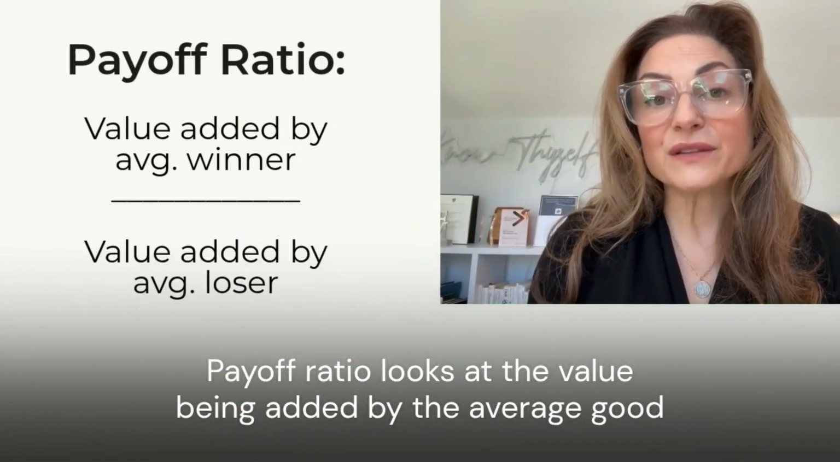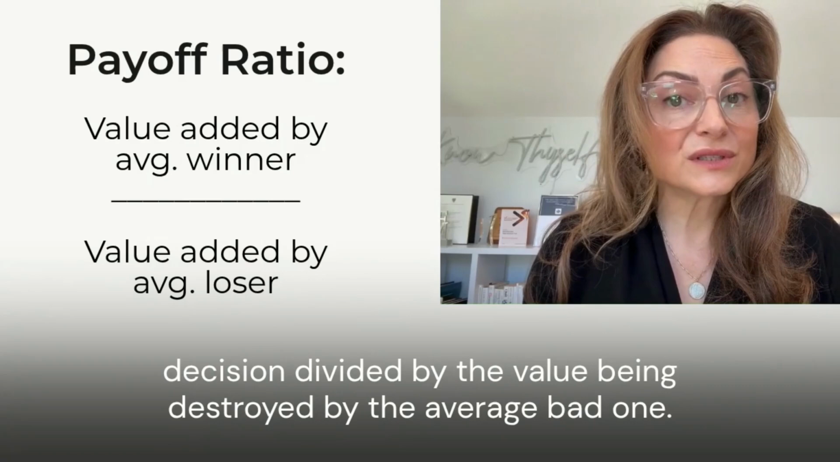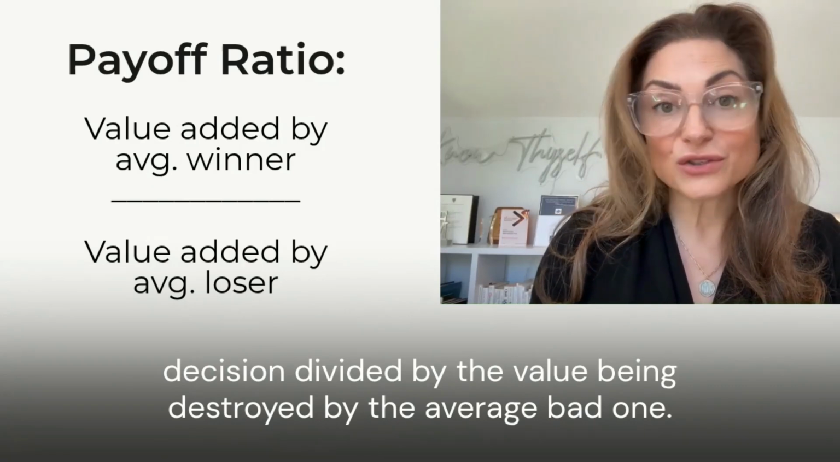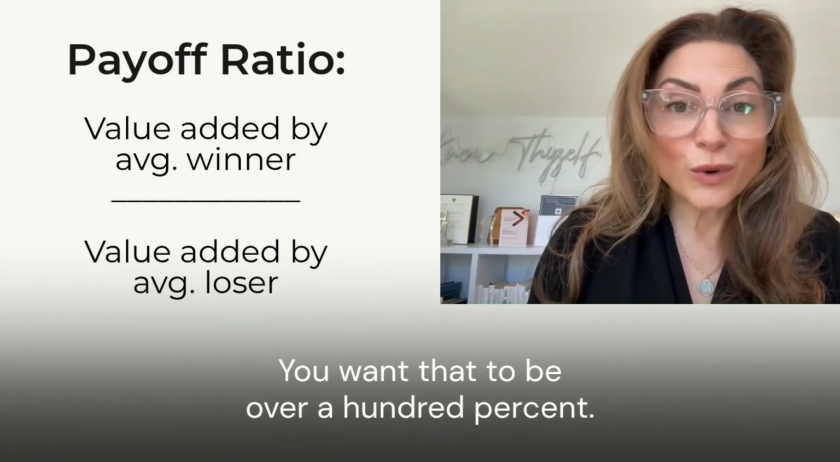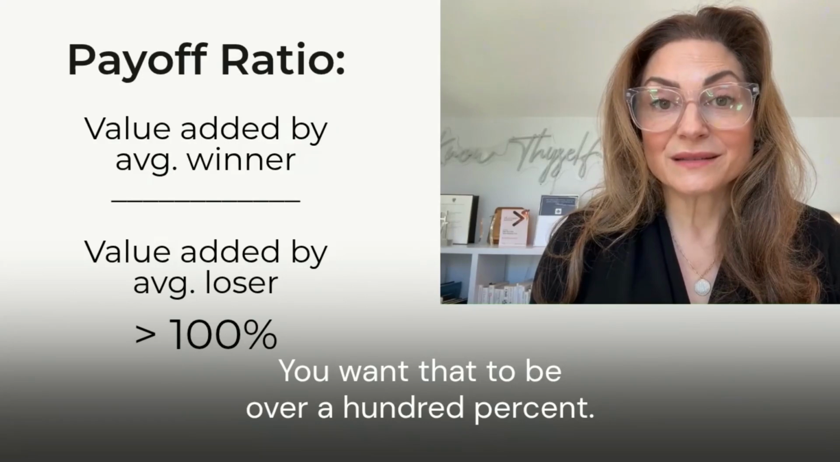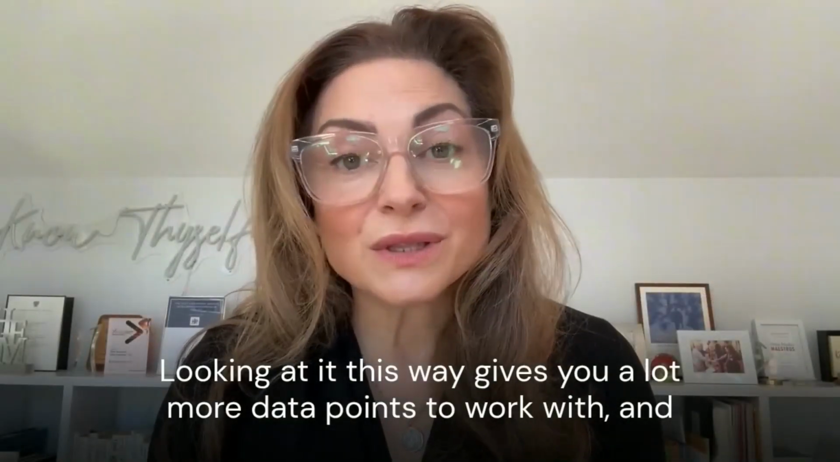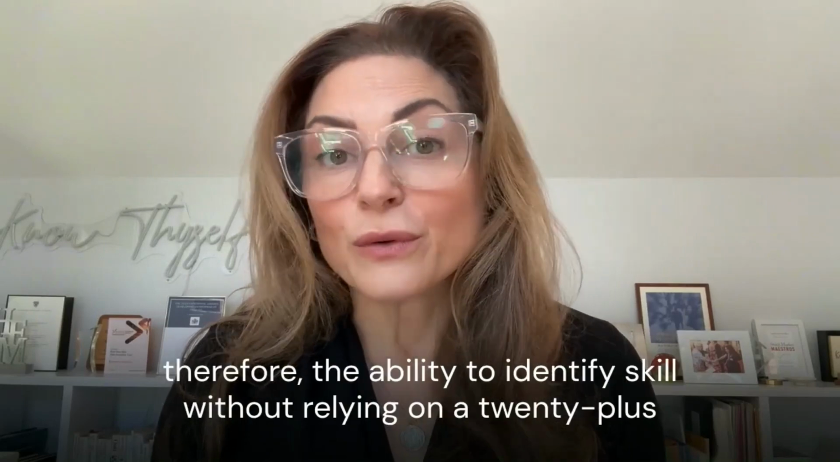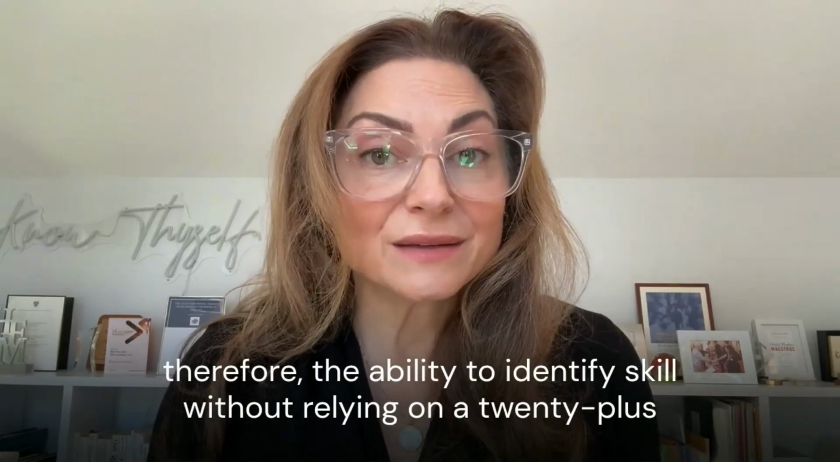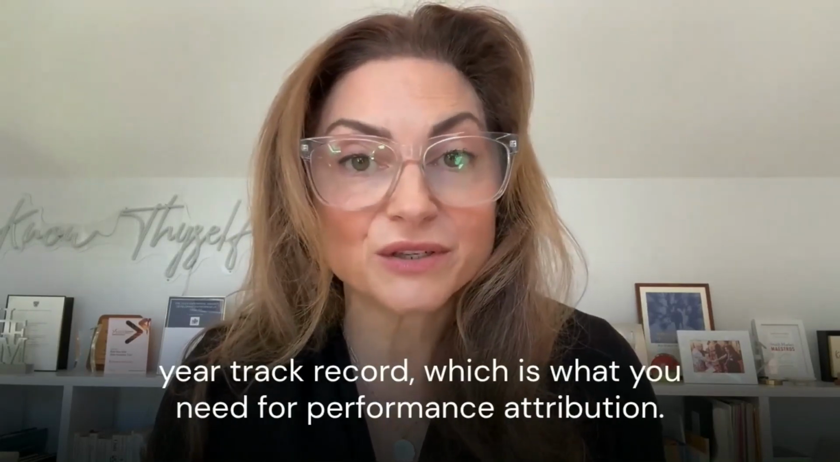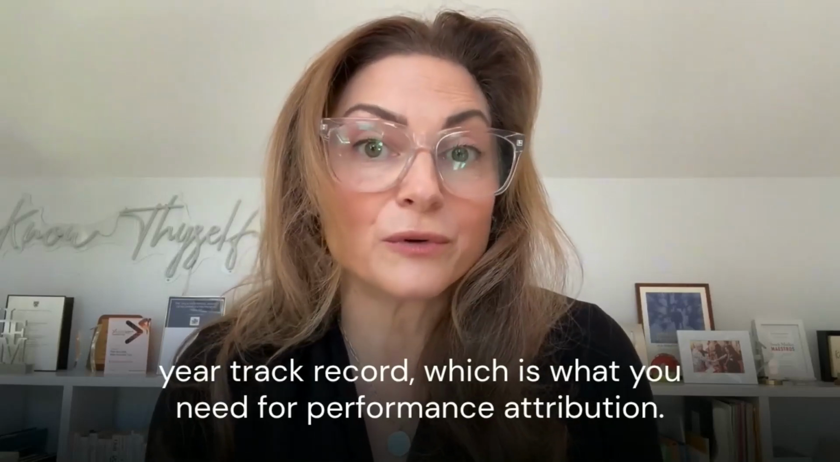Payoff ratio looks at the value being added by the average good decision divided by the value being destroyed by the average bad one. You want that to be over 100%. In fact, it kind of needs to be if you're going to make money. Looking at it this way gives you a lot more data points to work with, and therefore the ability to identify skill without relying on a 20-plus year track record, which is what you need for performance attribution.